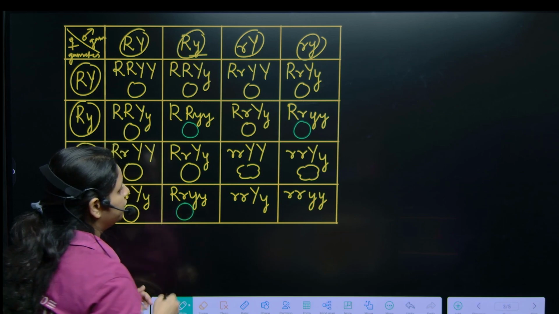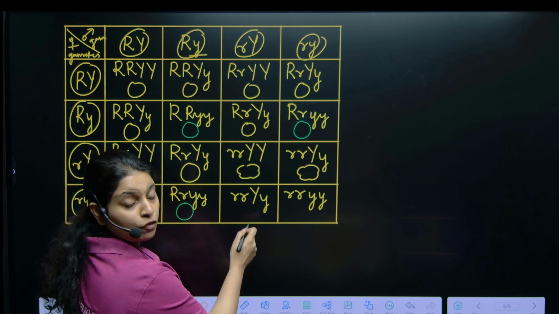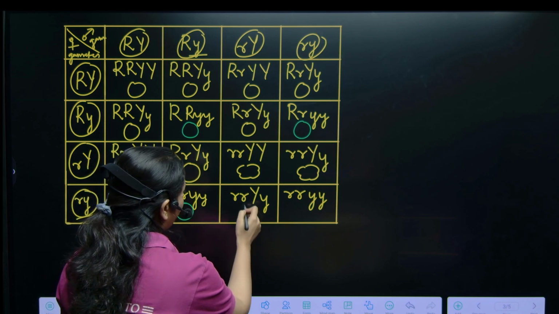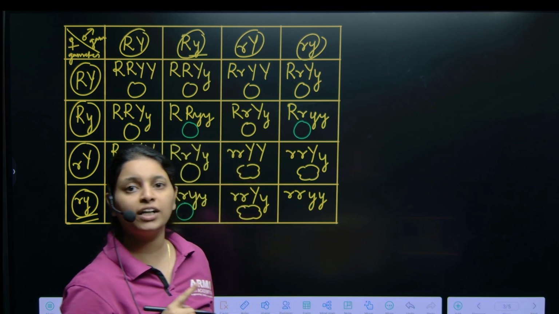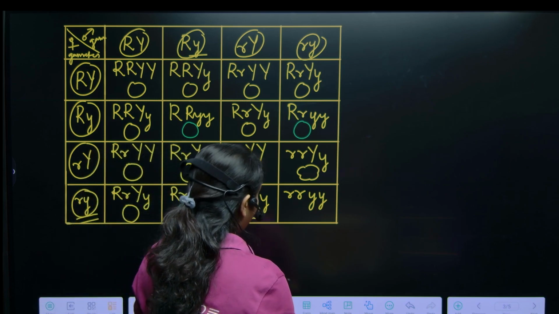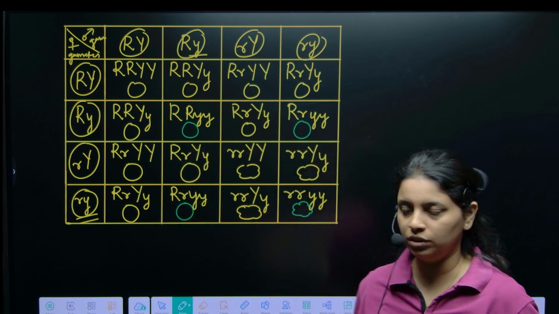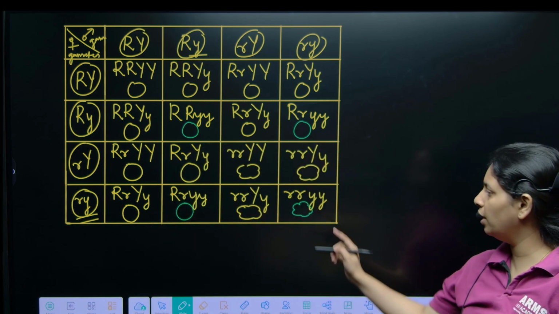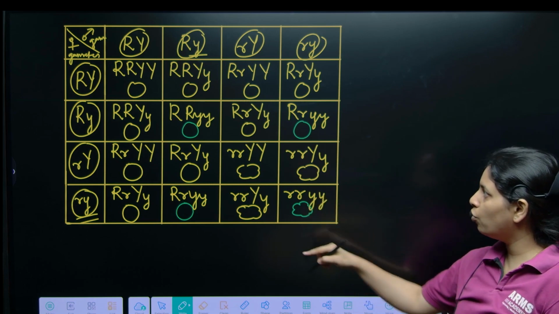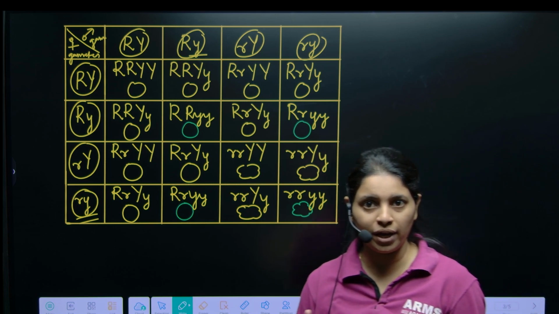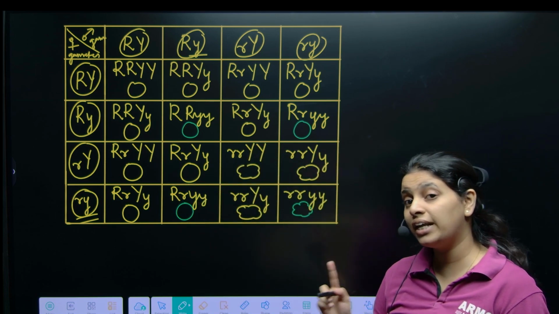Round but green. Next, we have, it will be wrinkled because of small r, and color will be yellow. So wrinkled, yellow. And next, last, small y. So it will be wrinkled green. Recessive characteristic for both the characters. Okay, recessive for both. We have wrinkled and green. So here we have filled the entire Punnett square, all the genotypes of 16 offsprings and also the phenotype. What is the next step?